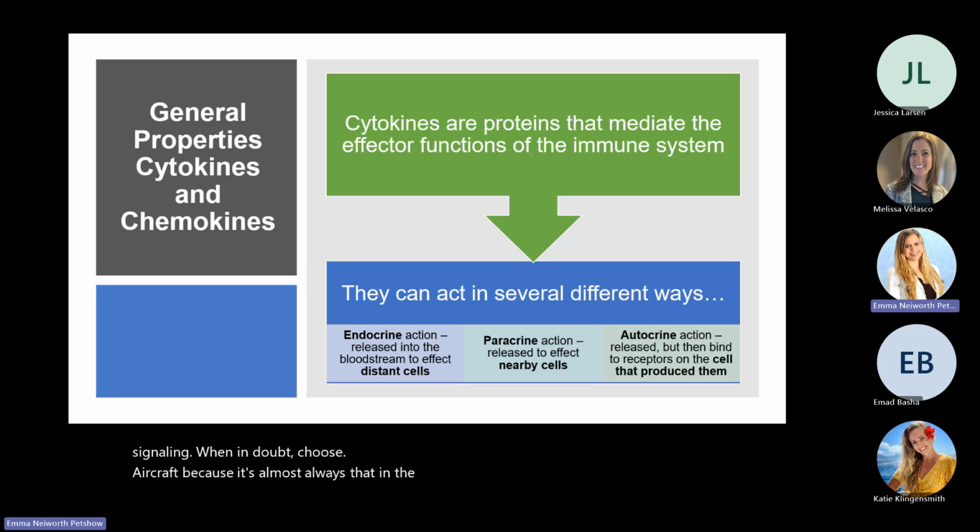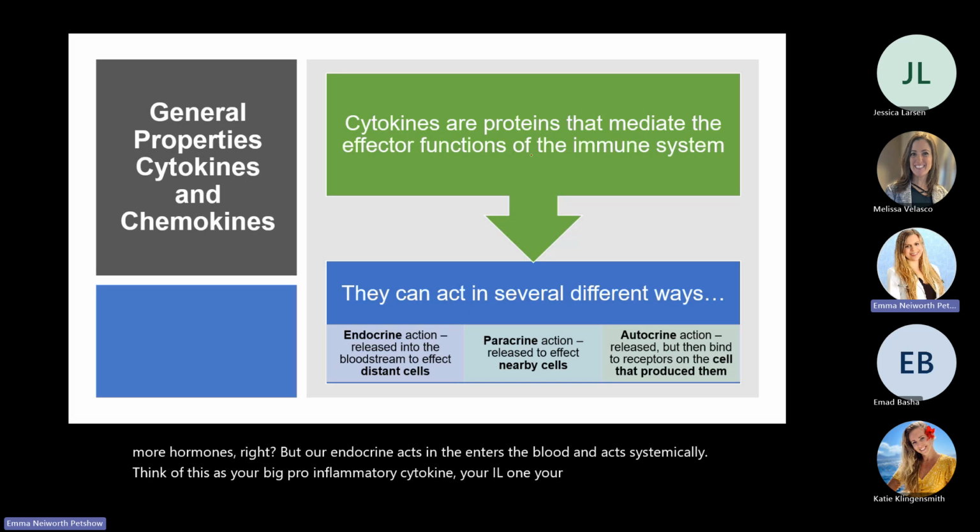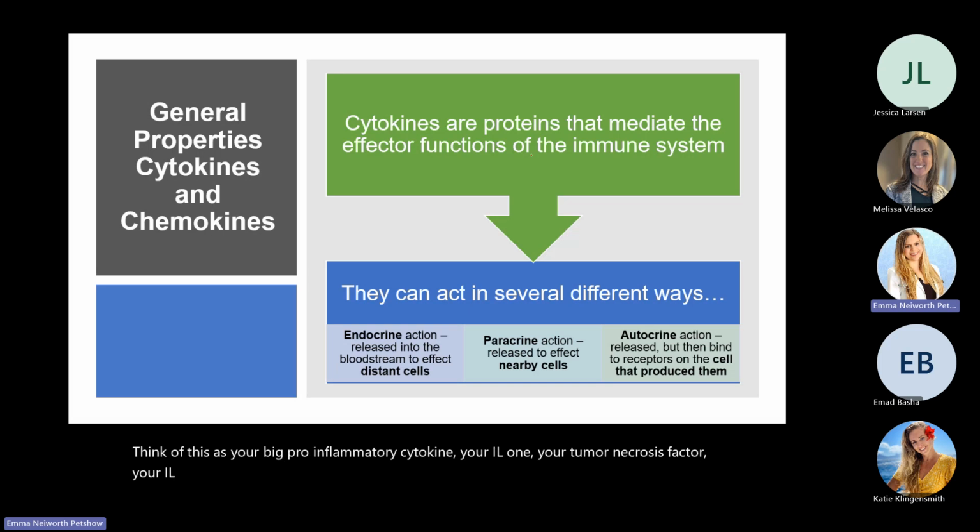And then endocrine, this is more hormones, right? But our endocrine enters the blood and acts systemically. Think of this as your big pro-inflammatory cytokines, your IL-1, your tumor necrosis factor, your IL-6, things that cause fever, systemic symptoms. Those are going to be endocrine. They're going to travel throughout the blood. Okay. All right.